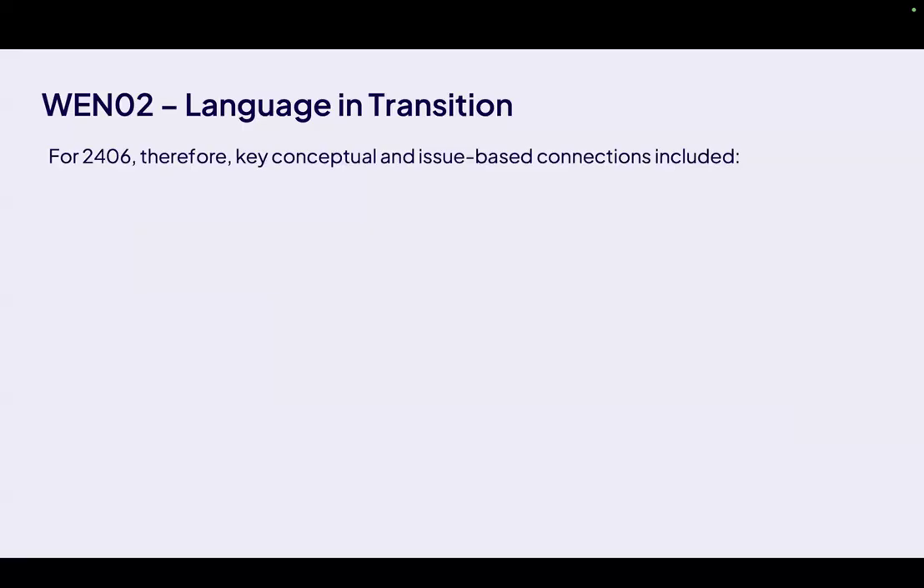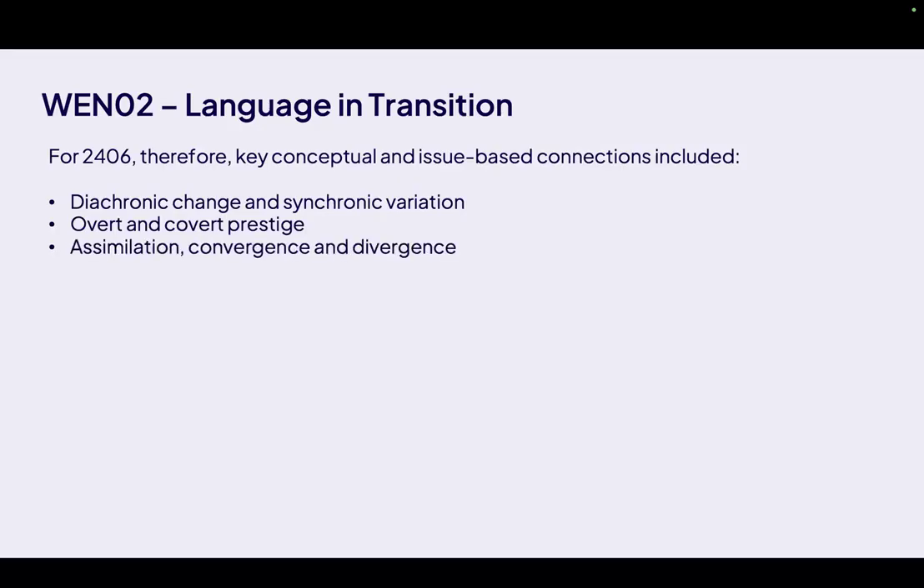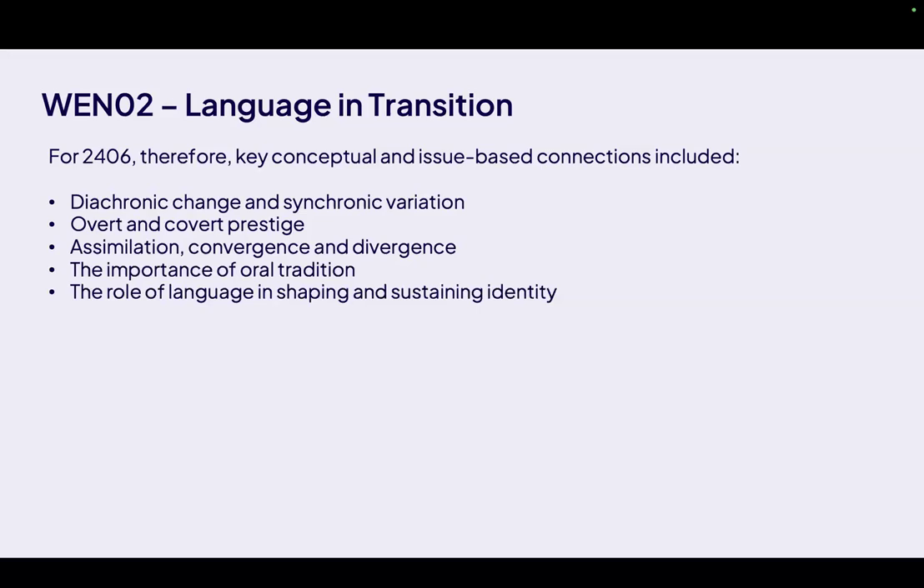So therefore, we have key conceptual and issue-based areas. We've got diachronic change, synchronic variation, overt and covert prestige. These are things that you can take away and get the students to research, obviously helping them with their paper 4 work as well. Assimilation, importance of oral tradition, the role of language, and the role of acrolectal forms. So all of this can be used in your classroom as a strategy in getting them in preparation for this.